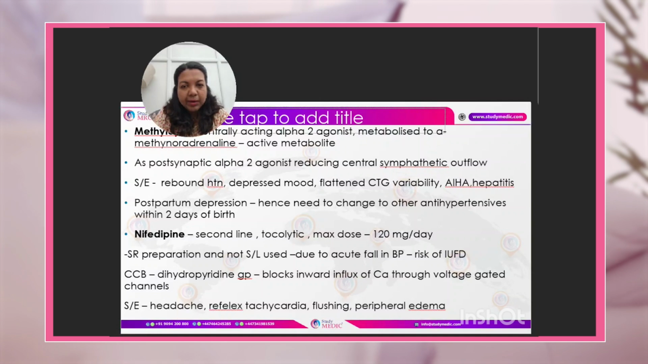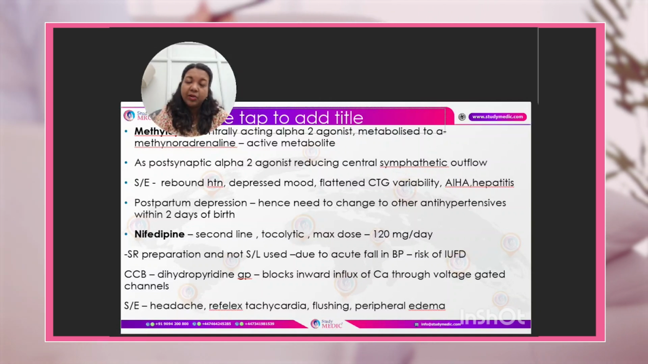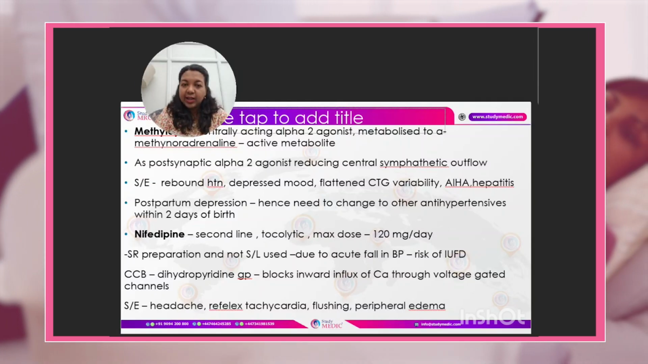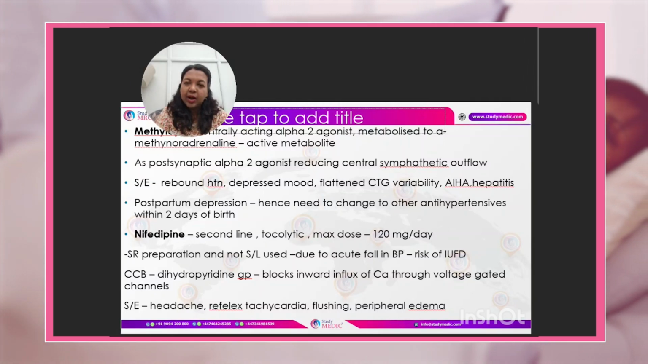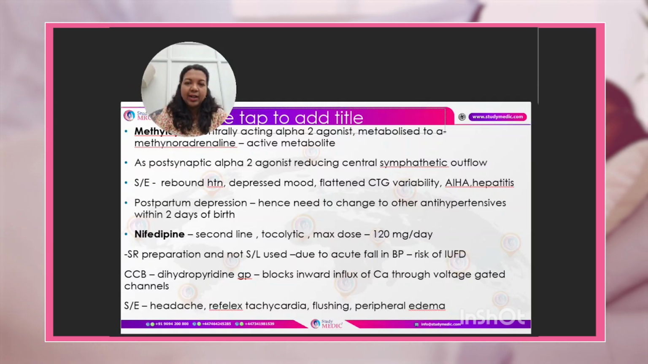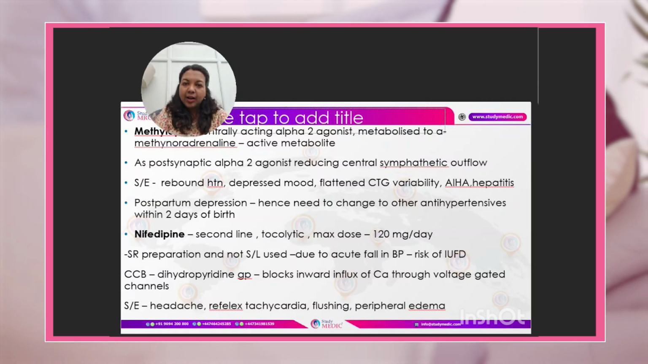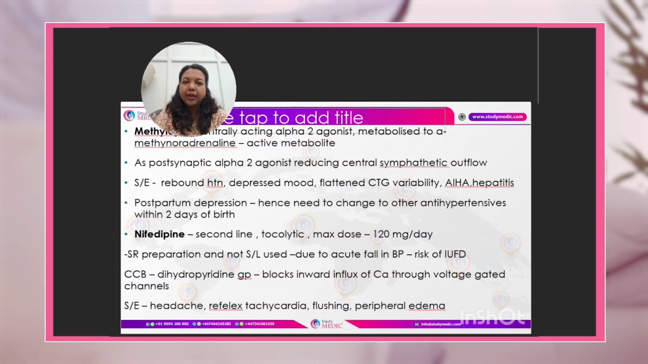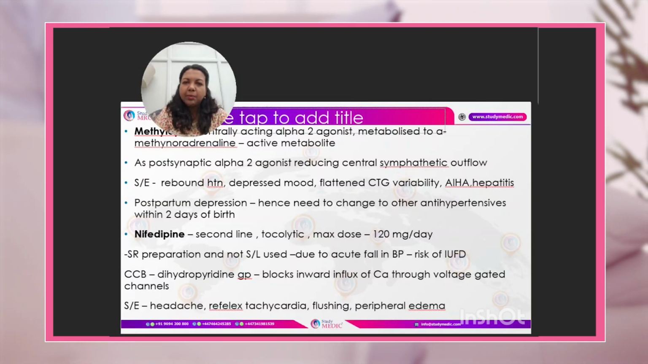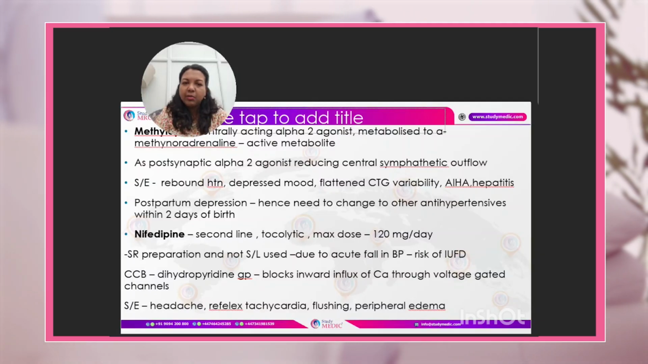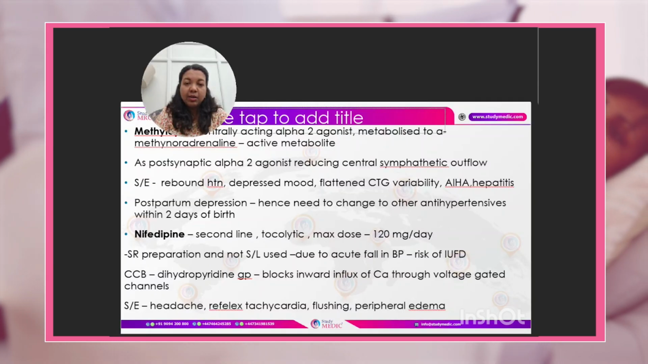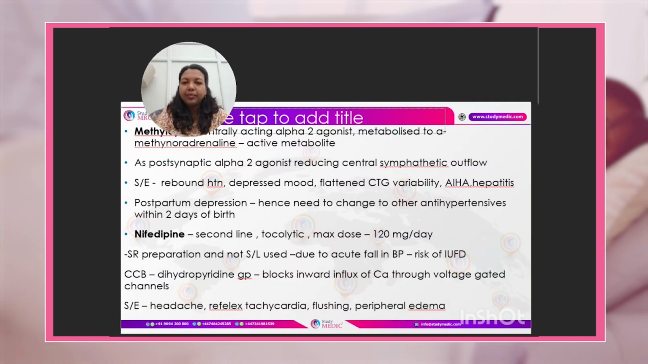Sometimes even with two antihypertensives, the blood pressure is not getting controlled. So then we can add the third antihypertensive, which is methyldopa. It is a centrally acting alpha-2 agonist, metabolized to alpha-methyl noradrenaline, which is an active metabolite. As it acts as a postsynaptic alpha-2 agonist, it reduces the central sympathetic outflow. The side effects are postpartum depression, reduced CTG variability, depressed mood, rebound hypertension, autoimmune hemolytic anemia, and hepatitis-like reaction.